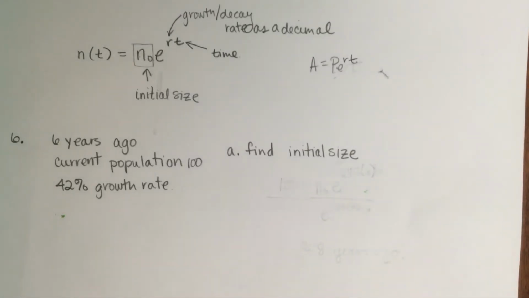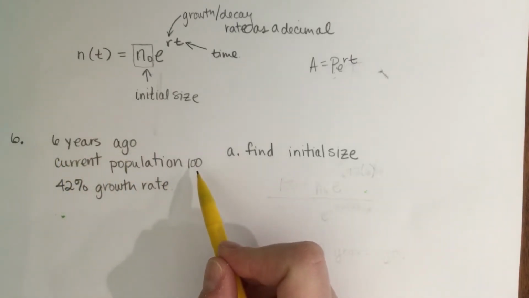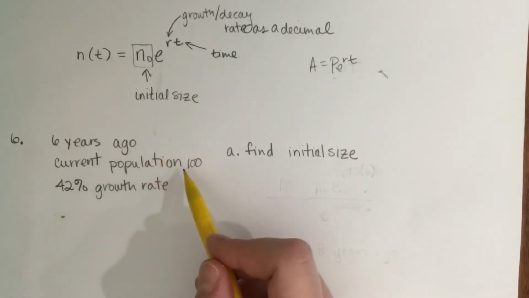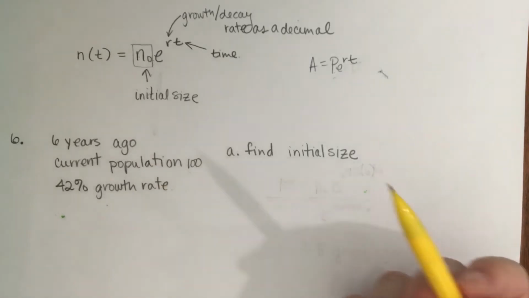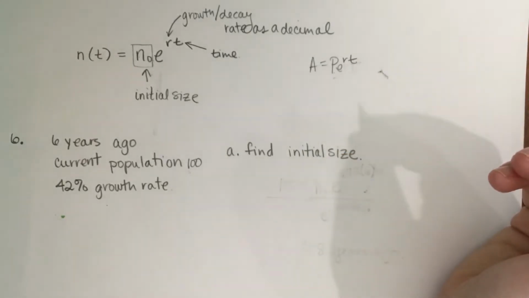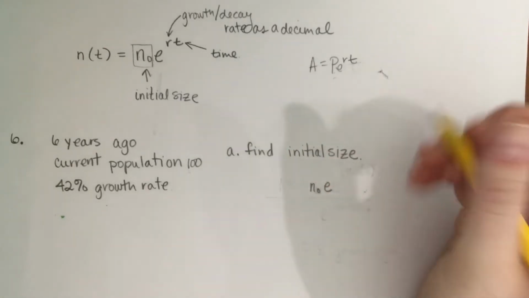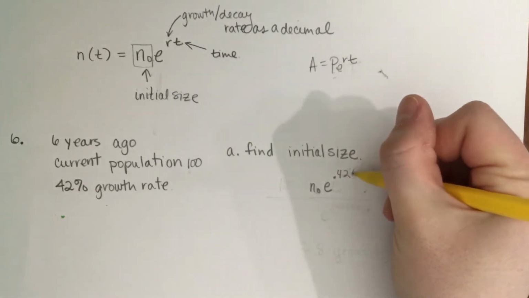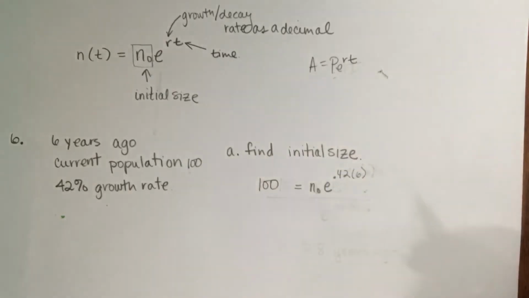Now, the first thing that question number 6 asks us to do is find what the initial population was in a scenario in which 6 years ago, frogs were introduced to an environment. The current population of frogs after those 6 years is 100, and the growth rate is estimated at 42% per year. So the first part of this question asks us, find the initial size. Well, that means that we're looking for N naught. But we know that our growth rate was 42%, and that after 6 years, the population of the frogs is now 100.